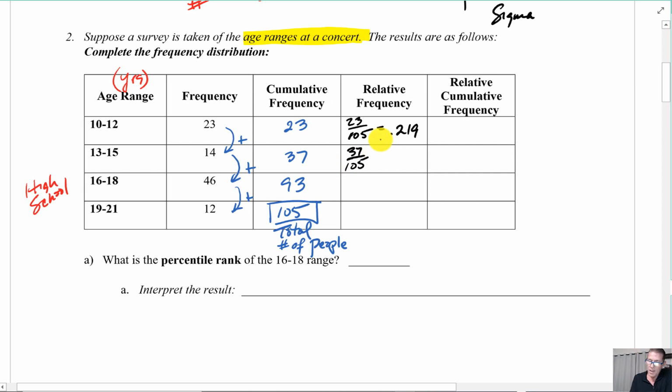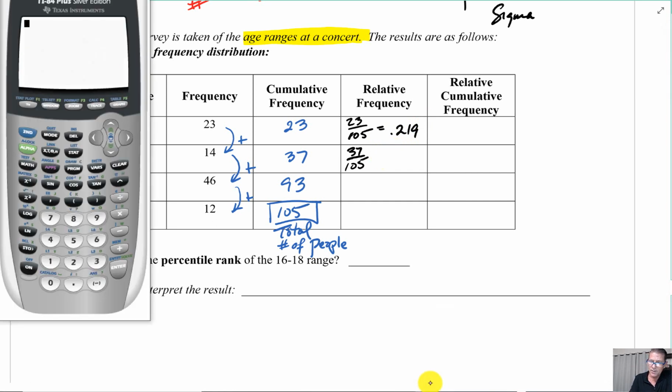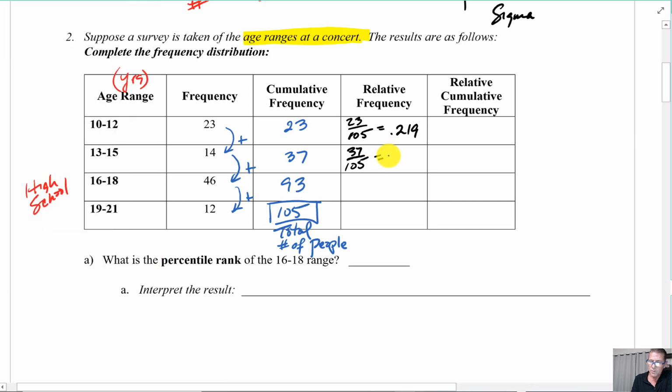Okay, and you get, well, I don't know, what do you get? So let's use a TI-83 or TI-84. Let's take 37 divided by 105 and see what the relative frequency is. So it's 0.352. Again, just divide the frequency.